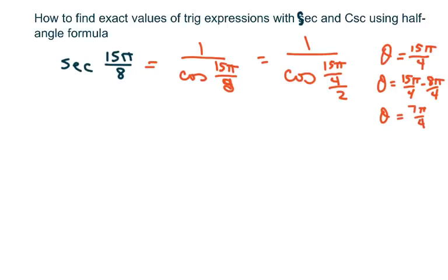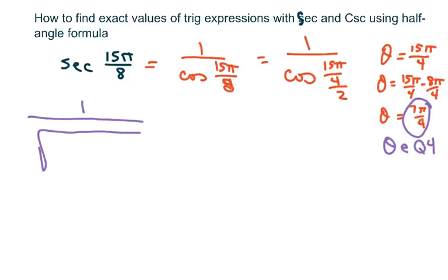Now, we know that cosine is positive in quadrant 4. So we know this belongs to quadrant 4. Cosine's positive, so I'm going to use the positive formula. Remember, we have the plus and minus in front. So it's going to be 1 over square root of 1 plus cosine of, you can go ahead and use 7 pi over 4 if you want, or 15 pi over 4, it doesn't matter, they're the same.